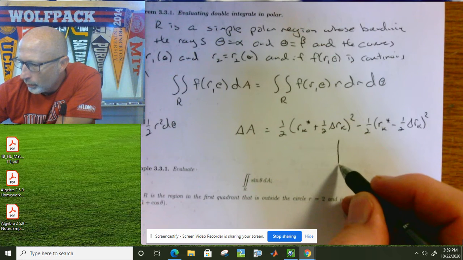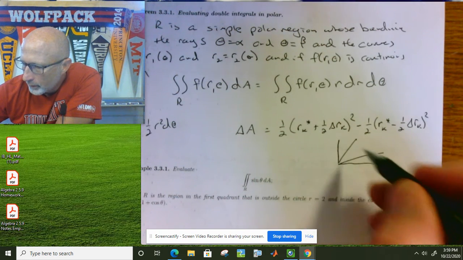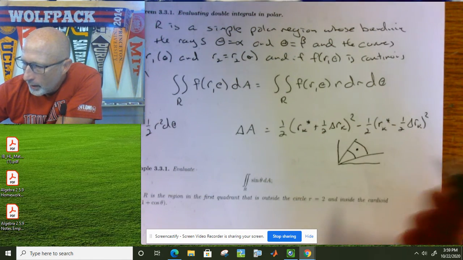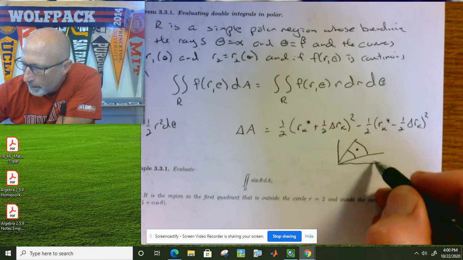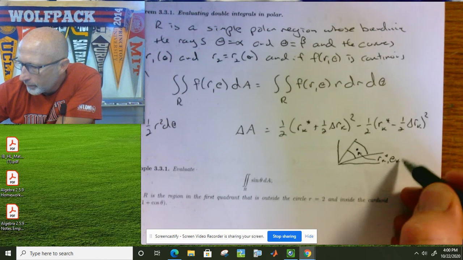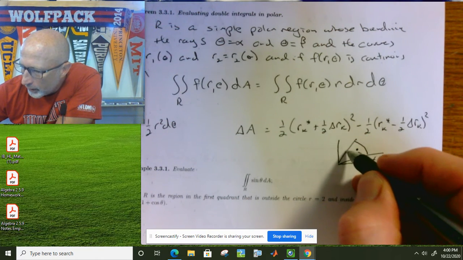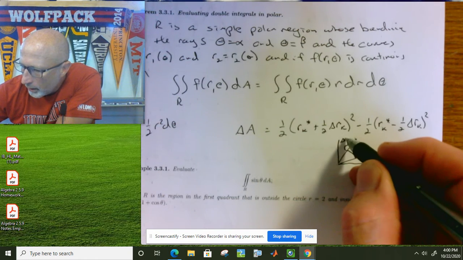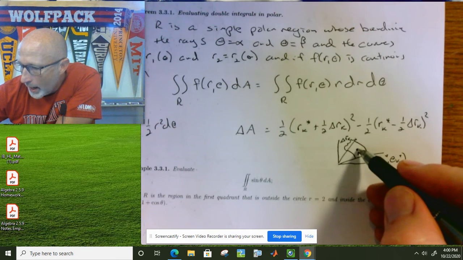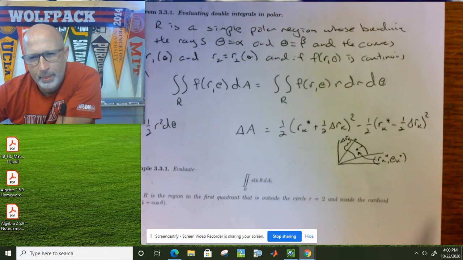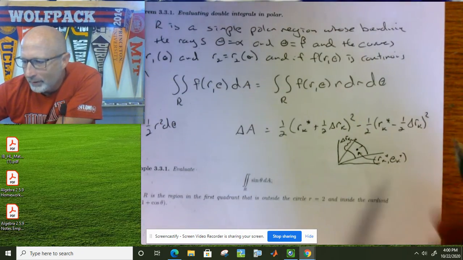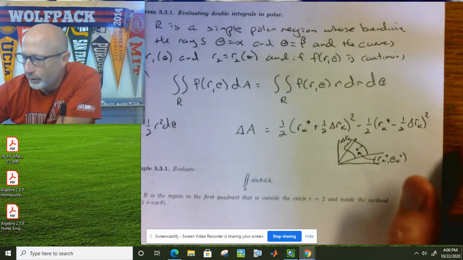So if you have a polar region like this, and this point right here, I'm going to put directly in the middle, and that's going to be my r_k star, theta_k star. And if this distance right here is my delta r_k, then that distance is 1/2 of delta r_k. Okay, I'm going to leave it at that. I'm going to let you figure that out. There's a lot of piecing it together there, but I put together some pieces of the puzzle there for you.